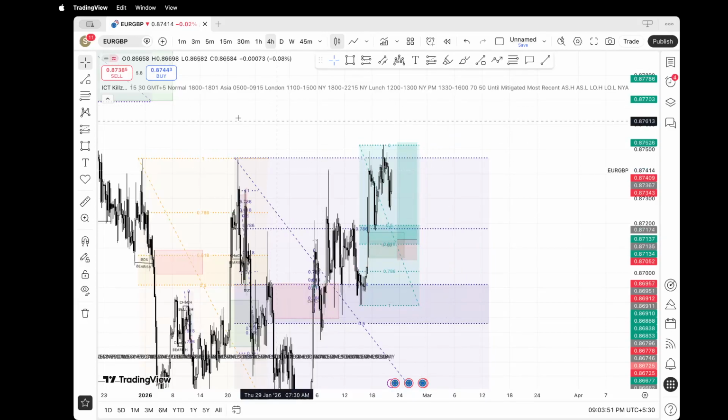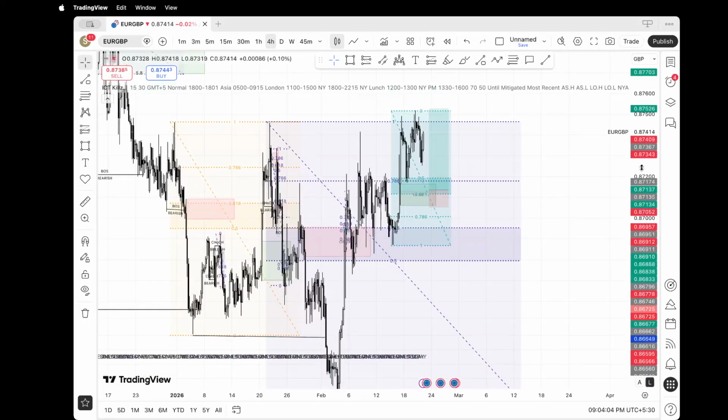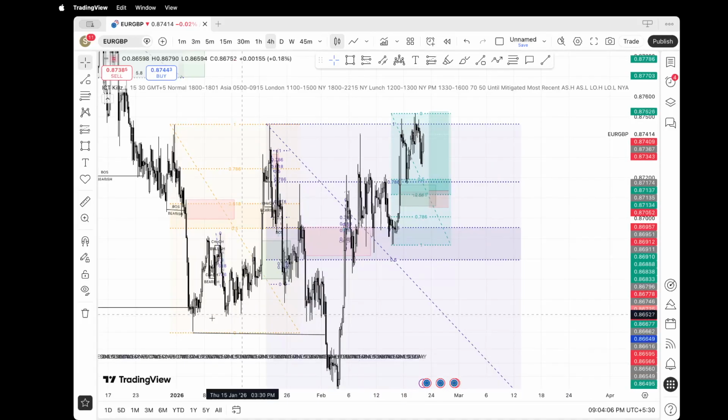But yeah. Okay, so coming back to the analysis part, a Euro GBP sell trade was taken on 5th of February. Machine is lagging. Oh, it's overheating.